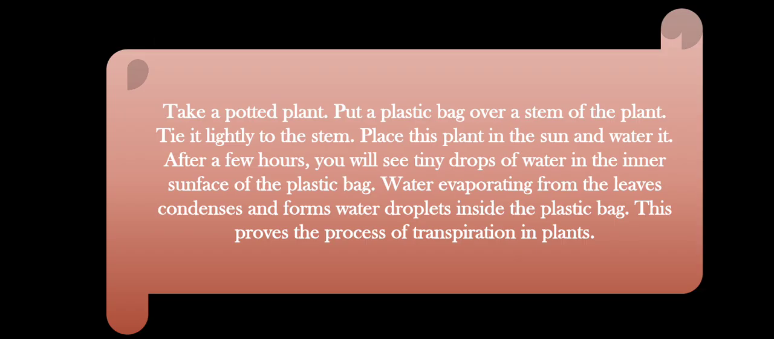Now do the activity. Take a potted plant, put a plastic bag over a stem of the plant, tie it lightly to the stem and place this plant in the sun and water it. After a few hours, you will see tiny drops of water on the inner surface of the plastic bag. So water evaporating from the leaves condenses and forms the water droplets inside the plastic bag. This proves the process of transpiration in plants.